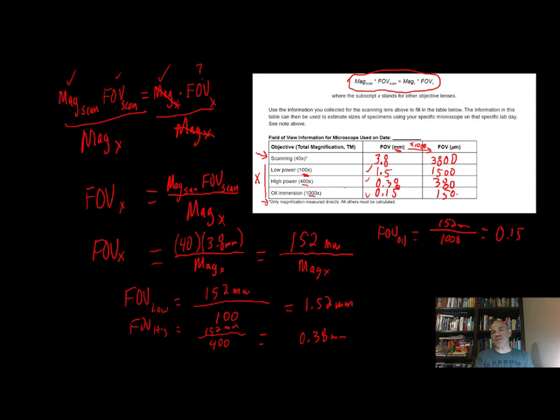So if you're looking at something under high power in this microscope, then your diameter is 380 micrometers. That's what you would use in that size equation. If you're using low power, then you use 1500 micrometers, or if the object's relatively large, you can still use millimeters and use 1.5. You're just getting the answer in different units, right?